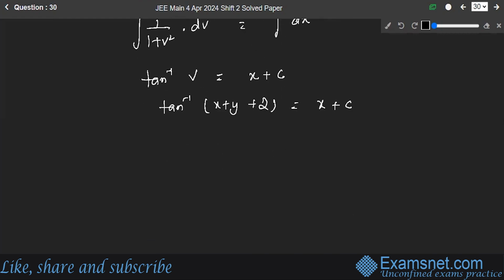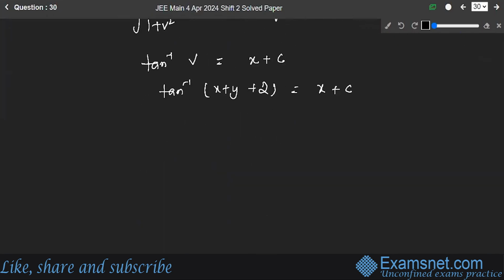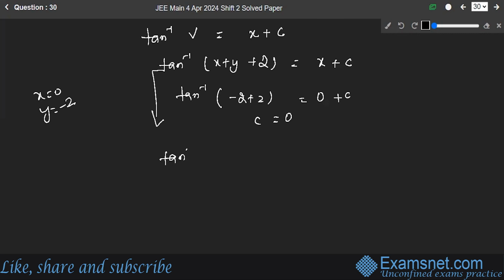Now you're given y(0) = -2. That means when x is equal to 0, y is equal to -2. Let's fill in this equation. So tangent inverse of (-2 + 2) is equal to 0 + c. That means c is equal to 0. Simple as that, right? So this equation becomes tangent inverse (x + y + 2) is equal to x.